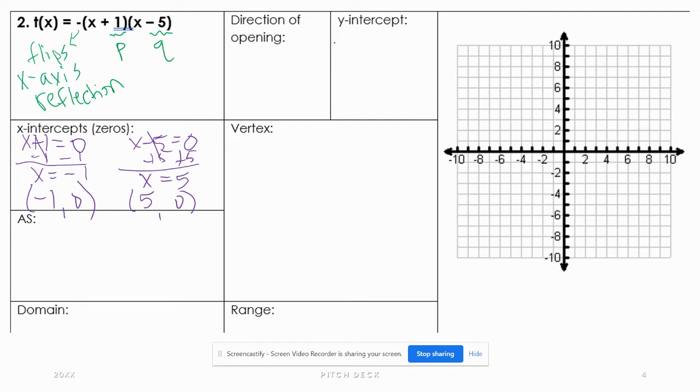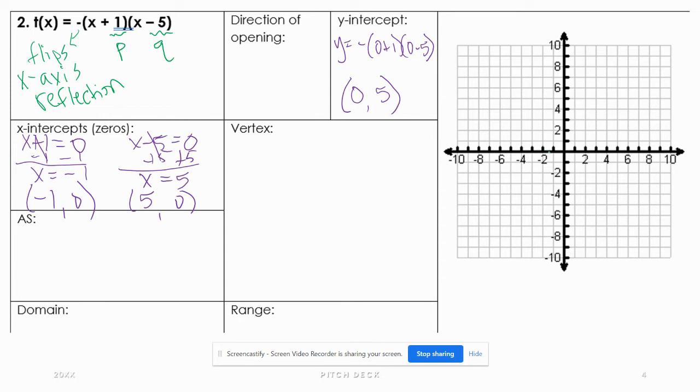The y-intercept, remember we plug zeros in for x's. So we have -0 plus 1 times 0 minus 5. Do that math in your head or on the calculator. 1 times -5 is -5, and a negative times -5 is positive. So our y-intercept is at 0, positive 5.